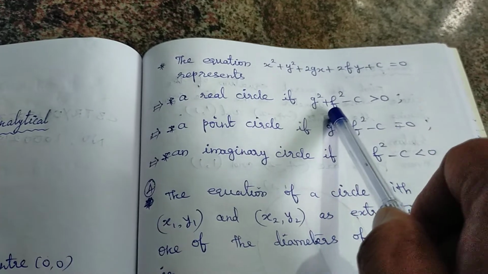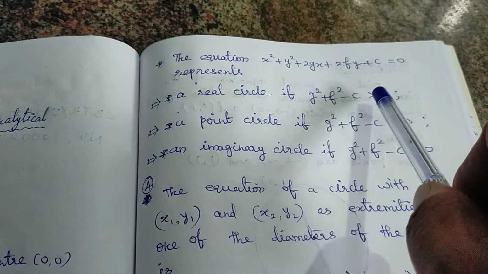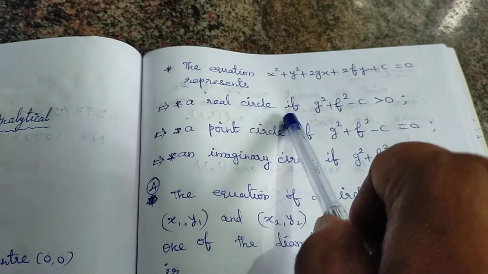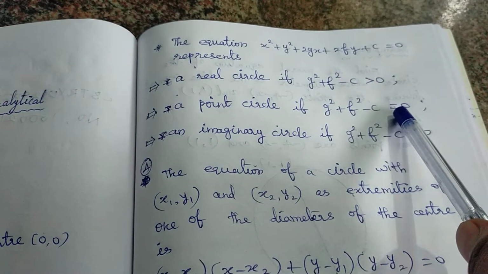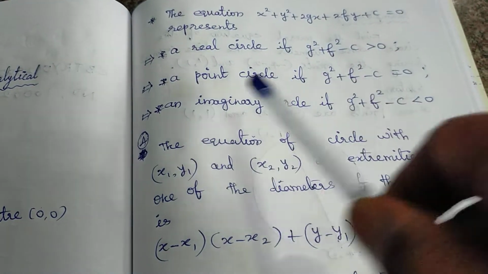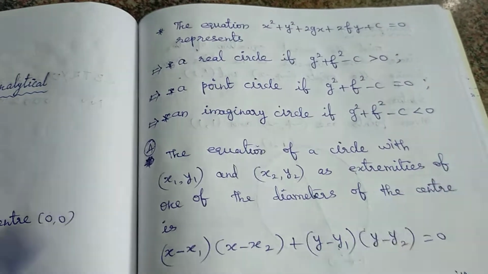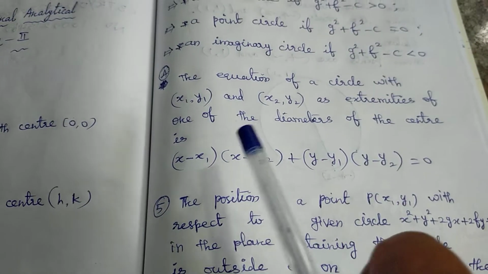g square plus f square minus c greater than 0 means a real circle. Equal to 0 means a point circle. Less than 0 means an imaginary circle. Can you understand, children?